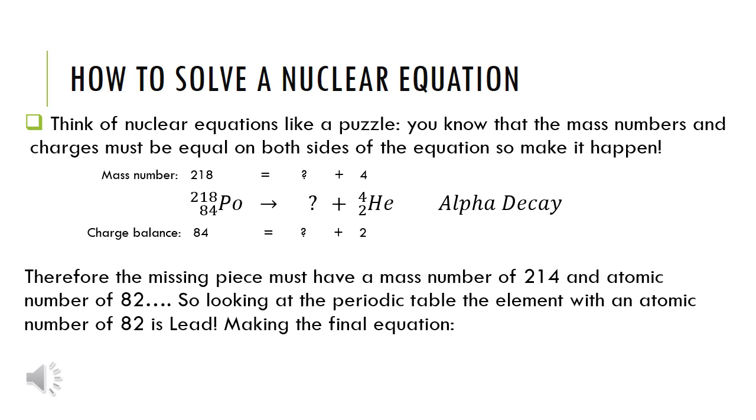So therefore, the missing piece must have a mass number of 214 and an atomic number of 82. So looking at the periodic table, the element with an atomic number of 82 is lead. So making the final equation, polonium decaying into lead plus an alpha particle, or through alpha decay.